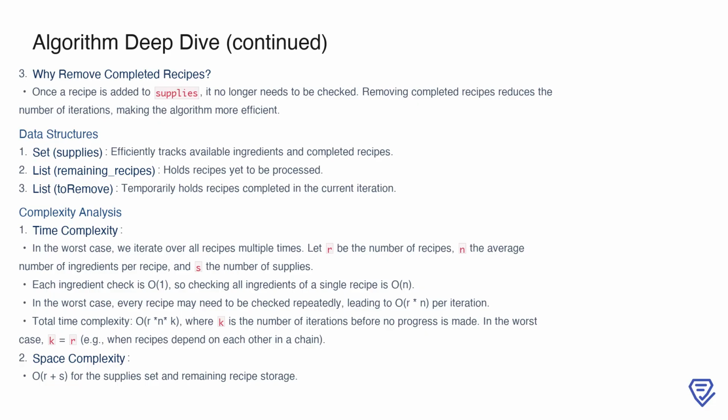Removing completed recipes from the list reduces the number of recipes that need to be checked in future iterations, improving efficiency. Regarding complexity, the worst-case time complexity is O(R*N*K), where R is the number of recipes, N is the average number of ingredients per recipe, and K is the number of iterations before no progress is made. The space complexity is O(R + S), accounting for the supplies set and the storage of remaining recipes.